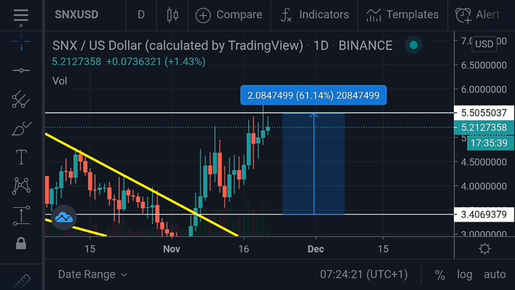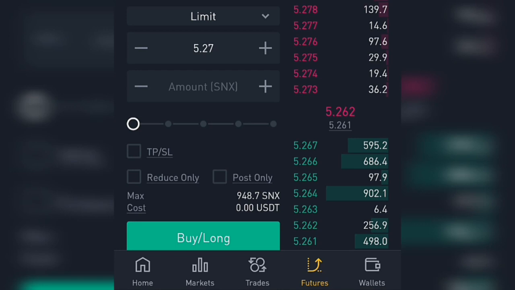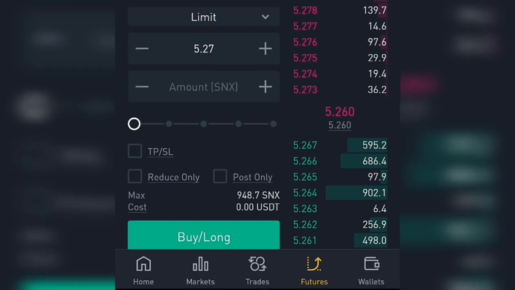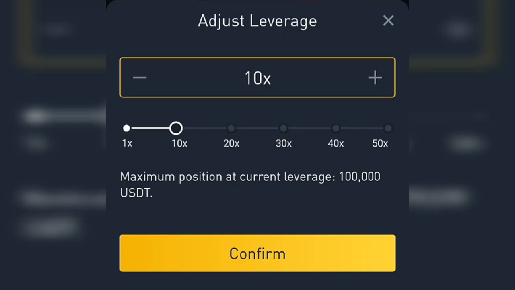Now let's go over to the Binance app. How I used $20 to make over $400 is by leveraging. On Binance, you can leverage trade. That means you make more money with less. For example, if you are using 10x leverage, that means when the price of the asset you are trading goes up 1%, you make 10% on your trade.